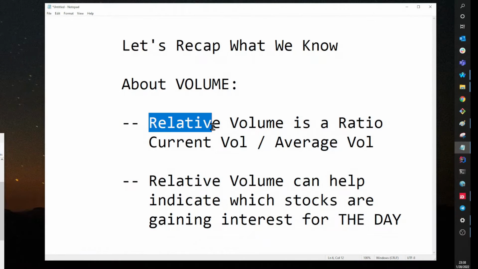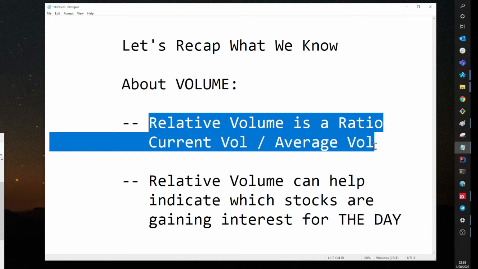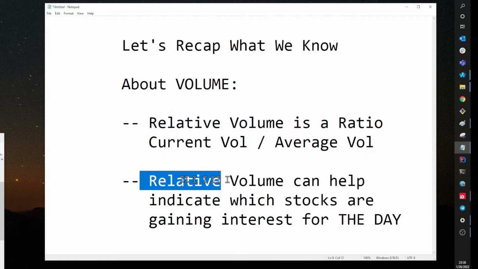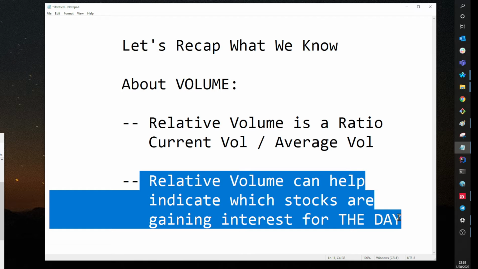Relative volume is a ratio between current volume over average volume. And why is relative volume good to know? Because it can help indicate which stocks are gaining interest for the day. Remember that we are penny stock day traders right now. We're not investing. We're not even going over a week. We're trading for the day. We're getting in, we're getting out. We want to know relative volume.